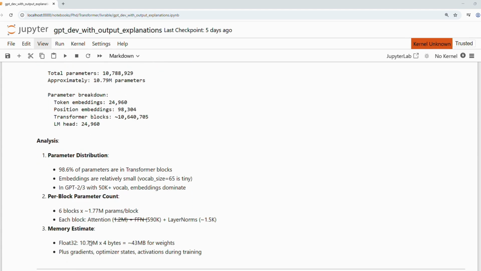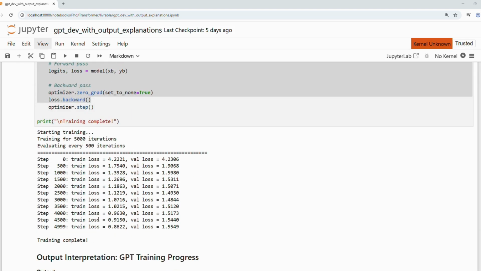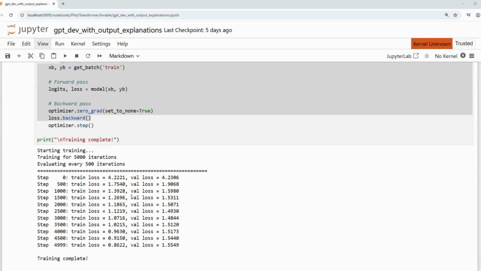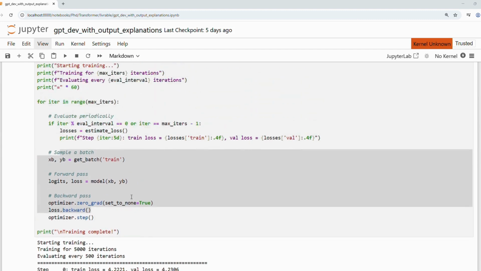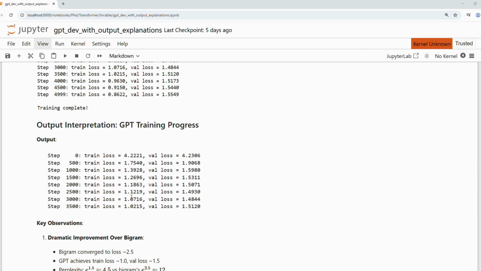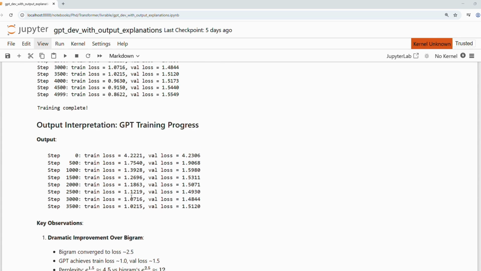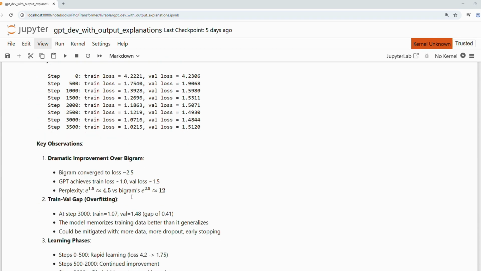We train for 5,000 iterations with the AdamW optimizer at a learning rate of 3 × 10⁻⁴. We evaluate on both the training and validation sets every 500 steps. The results are striking. At step 0, the training loss is 4.22, close to the random baseline. By step 500, it has already dropped to 1.75.